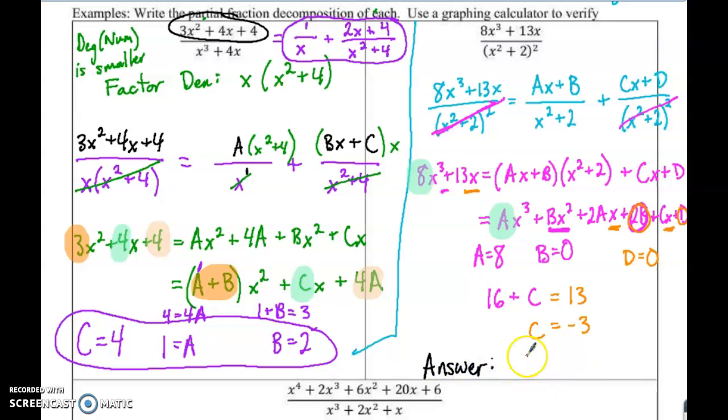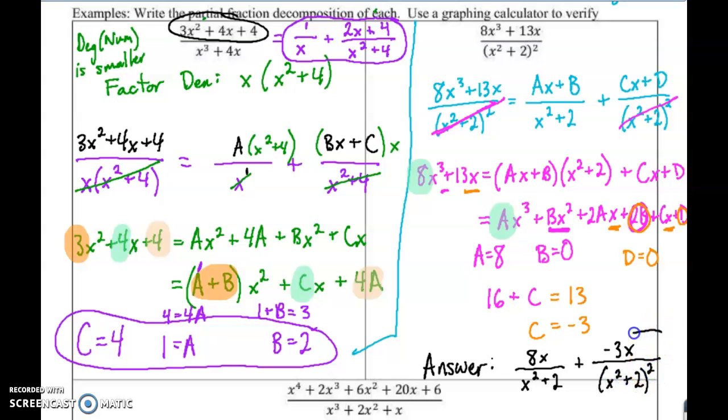I realize that there's not much space. So my first term is 8x plus 0. Well, you can just write it as 8x over x squared plus 2. And then plus c was negative 3, so negative 3x, and d was 0, over x squared plus 2 squared.